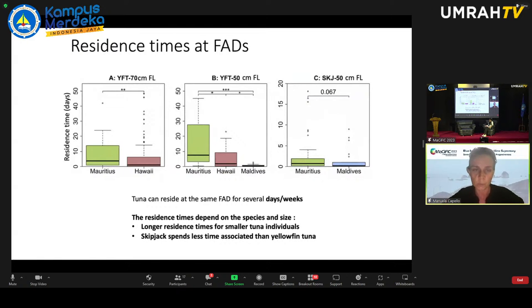So for example, if you look at the green box plot, you can see that there are longer residence times for smaller tuna individuals. So we have here, for example, the two first box plots. The yellowfin tuna of 70 centimeter fork length is spending less time than the yellowfin tuna of 50 centimeter fork length. And also the residency is species dependent. For example, the skipjack on the right is spending less time at the FADs than the yellowfin tuna.